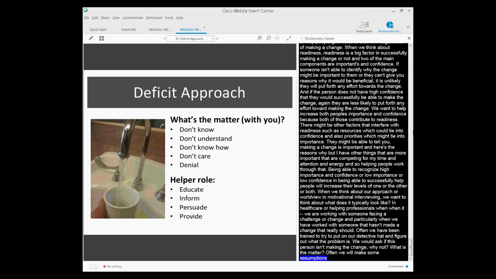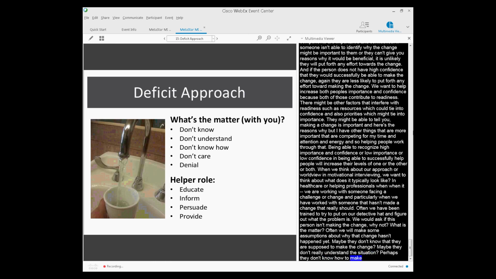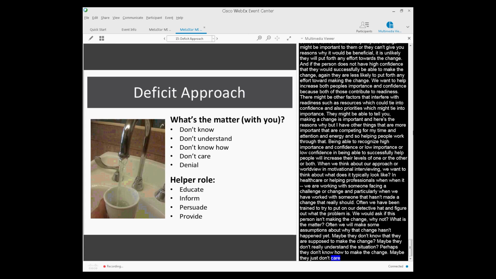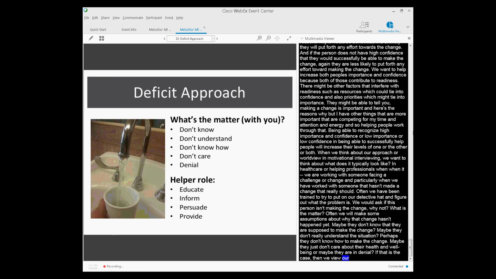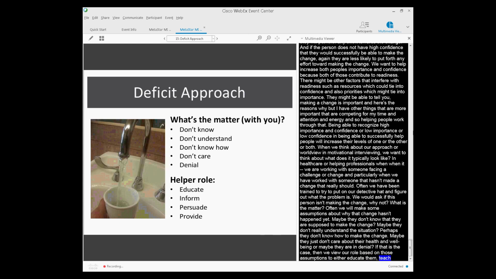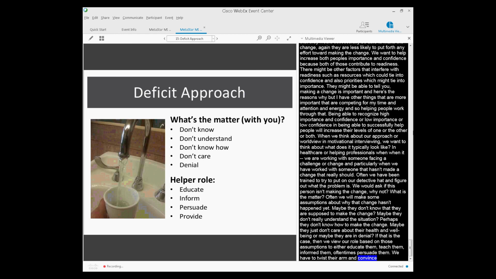Maybe they don't know that they're supposed to make the change. Maybe they don't really understand the situation. Perhaps they don't know how to make the change. Maybe they just don't care about their health and their well-being. Or maybe, as we like to say, they're in denial about the need to make the change. And if that's the case, then based on those assumptions we view our role as being to educate them, teach them, inform them, oftentimes to persuade them, to twist their arm and convince them to make this change, or to provide things that are missing: resources, guidance, recommendations.